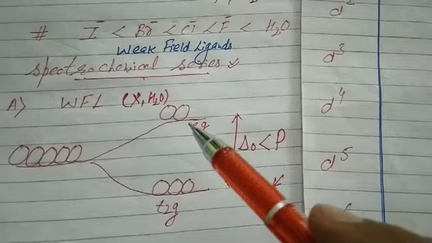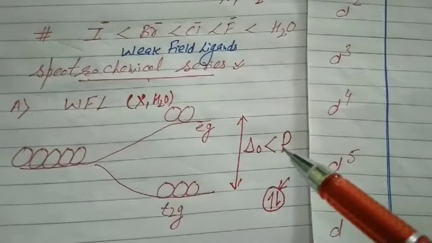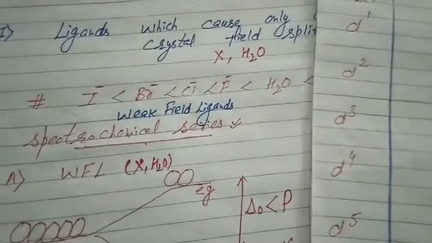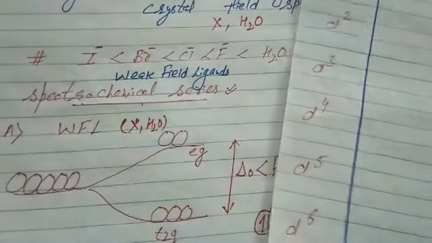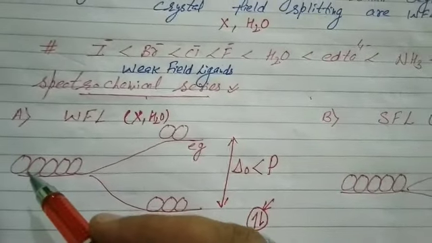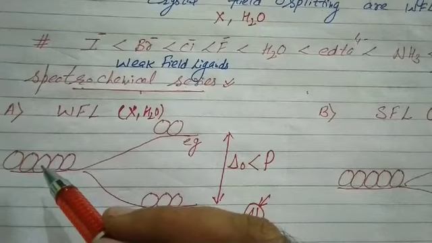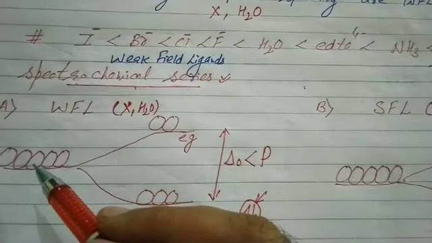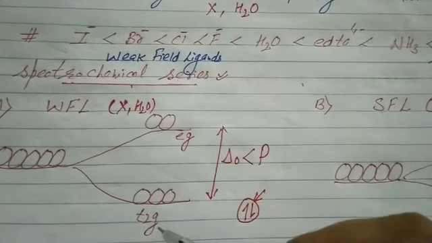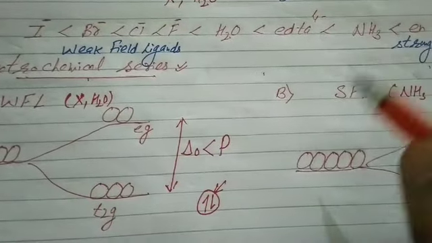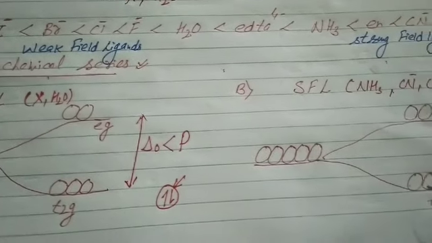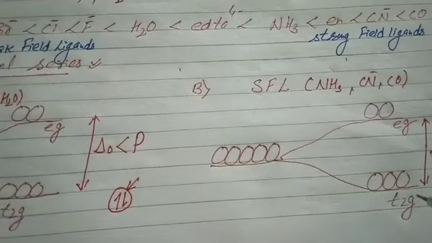Split in two sets, crystal field splitting. What is the condition? Delta naught is less than P. Students, for weak field ligands, at first it is d1 level: d1, d2, d3. Please let me clear this first. d1 means 1 electron, d2 means 2 electrons, d3 means 3. According to Hund's rule, the first 3 electrons go to the lower energy level, that is t2g, either weak field or strong field.